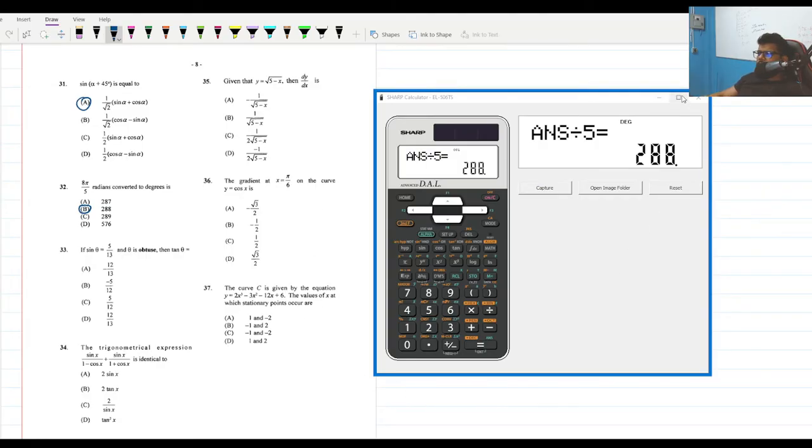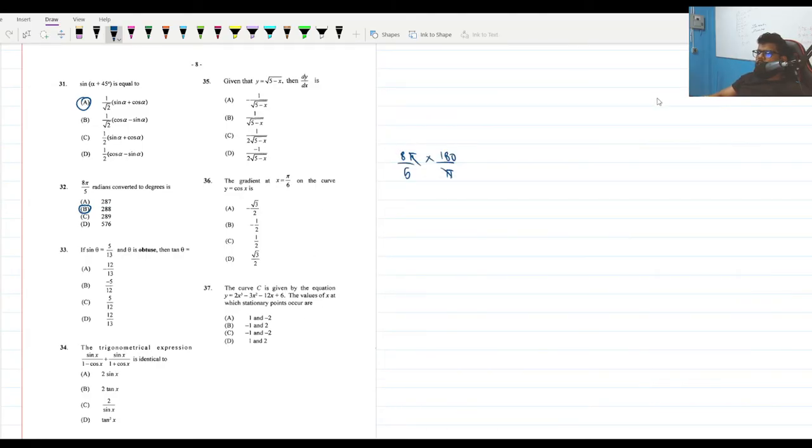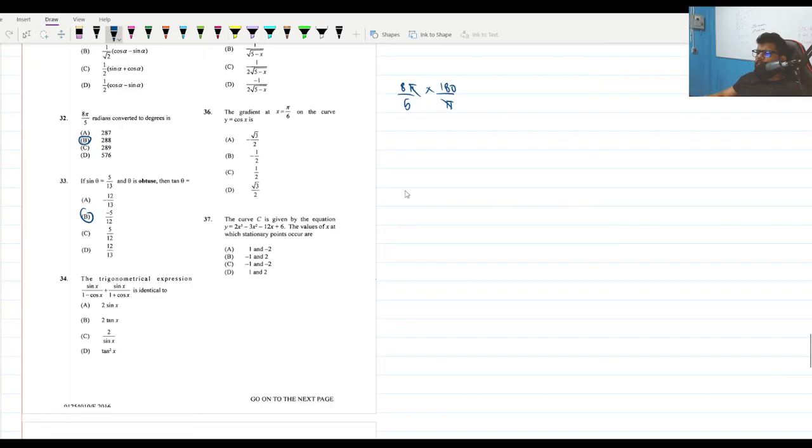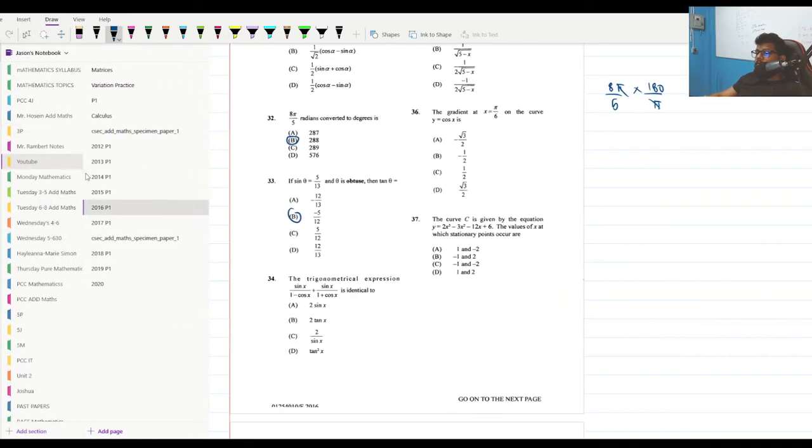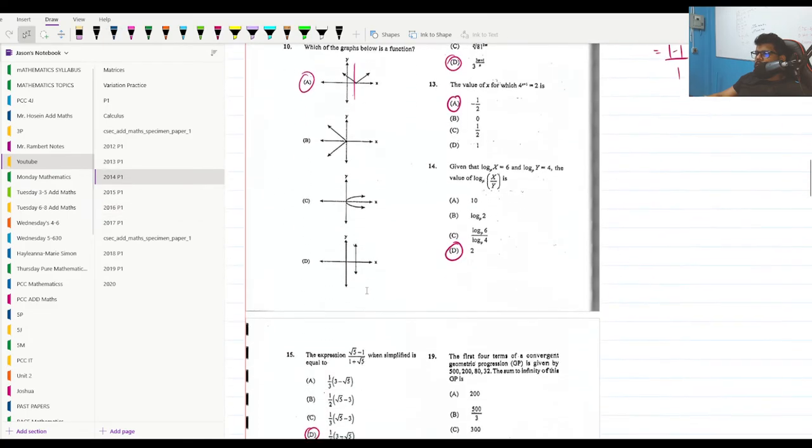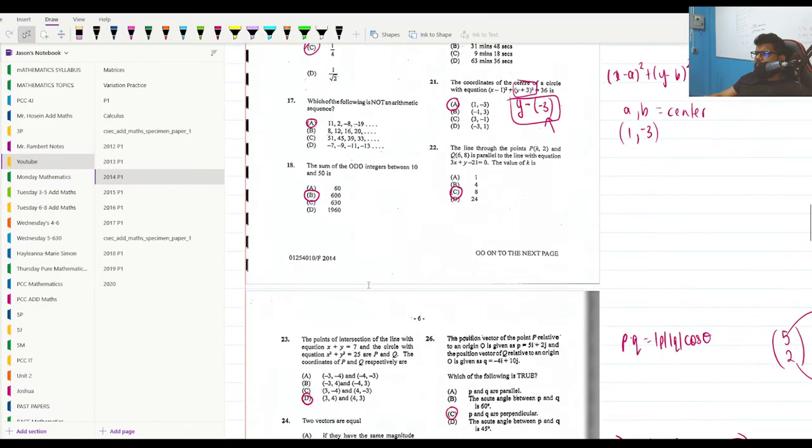Right, sine theta is 5 on 13. Tan theta is going to be minus 5 on 12. This is a repeat. Sin x over 1 minus cos x plus sin x over 1 plus cos x. Repeat again. Just repeat it 3 times in a row, man.